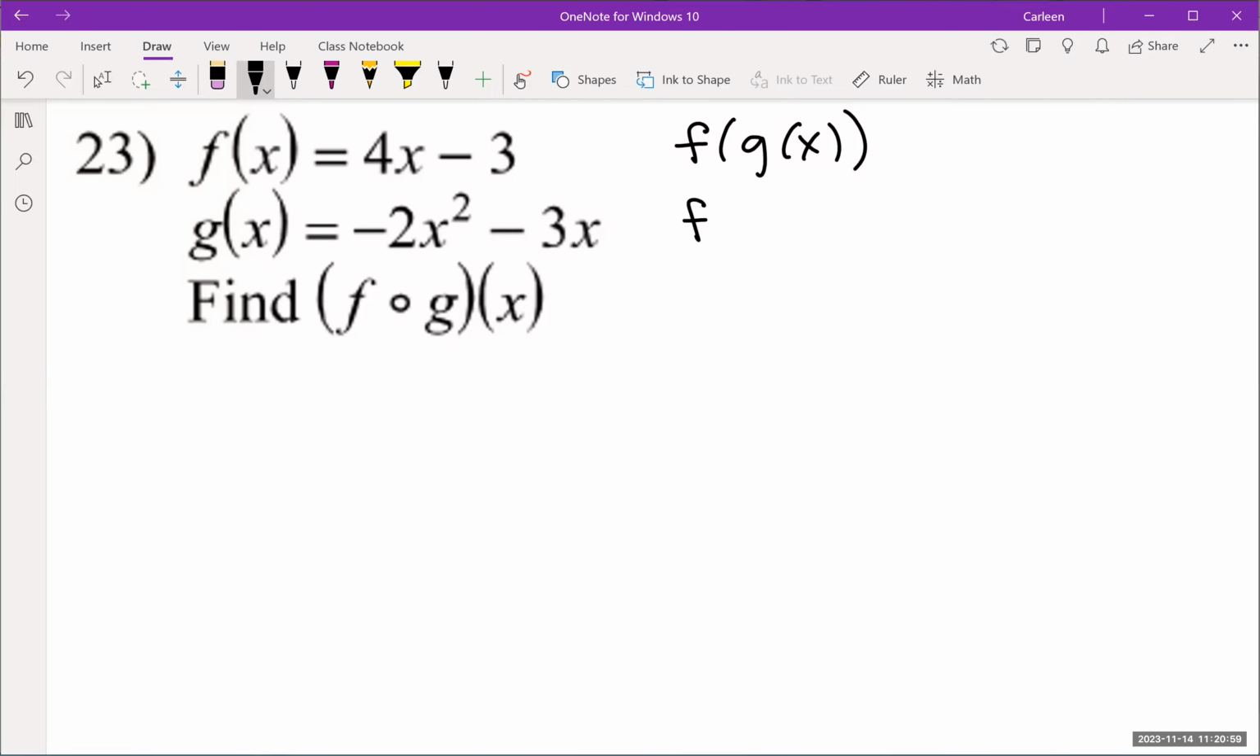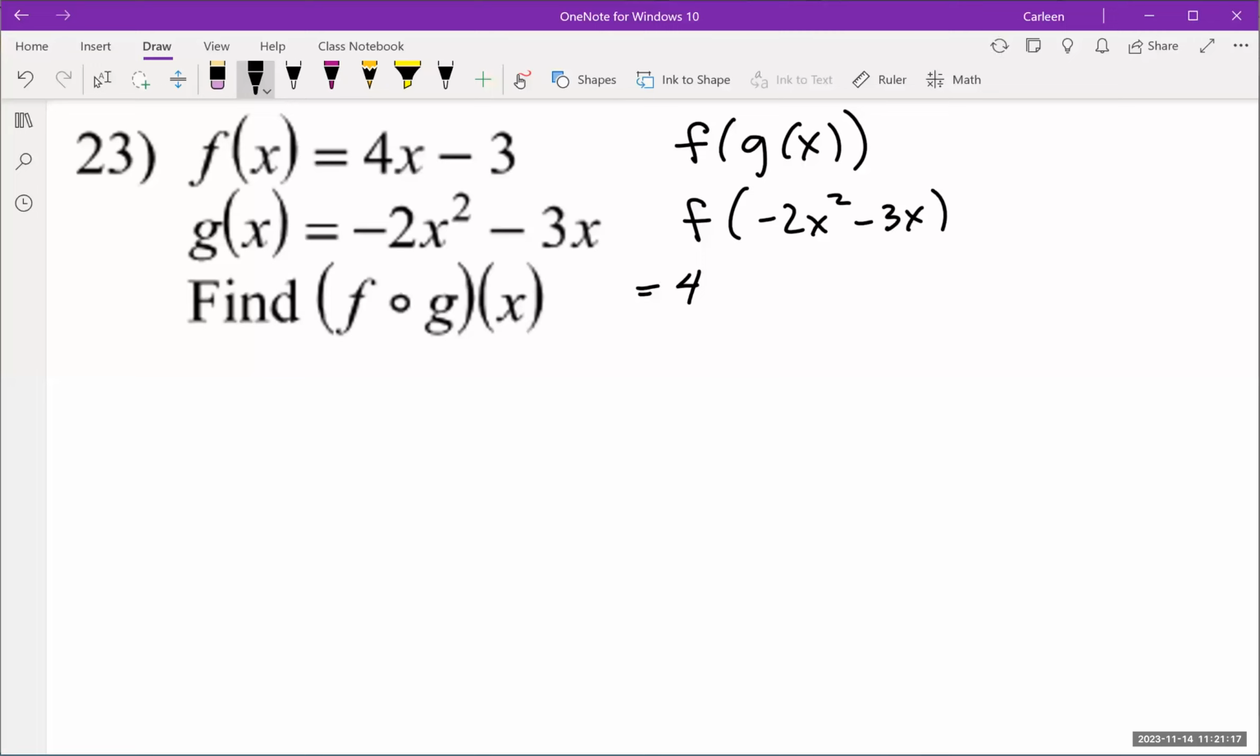Which is f of negative 2x squared minus 3x. Now, I don't mind distributing and combining like terms. I hate it when I have to make a FOIL box in the middle of a composition problem. Okay, so let's do this.